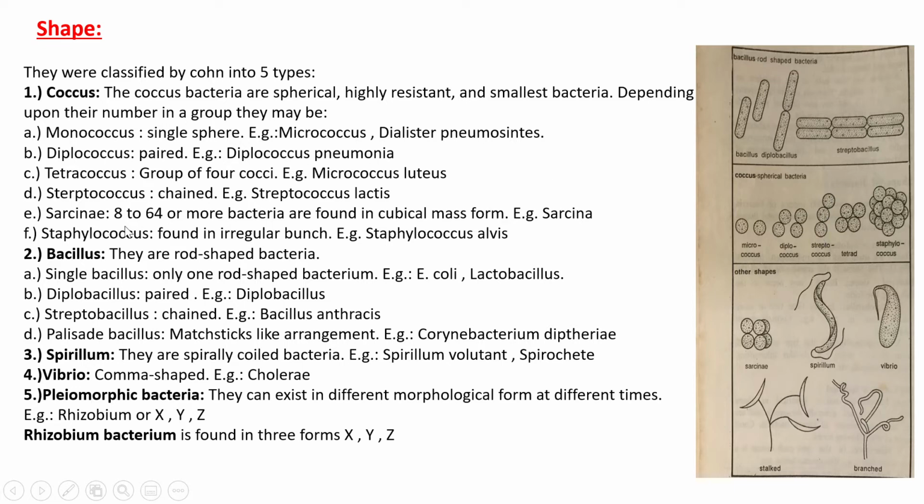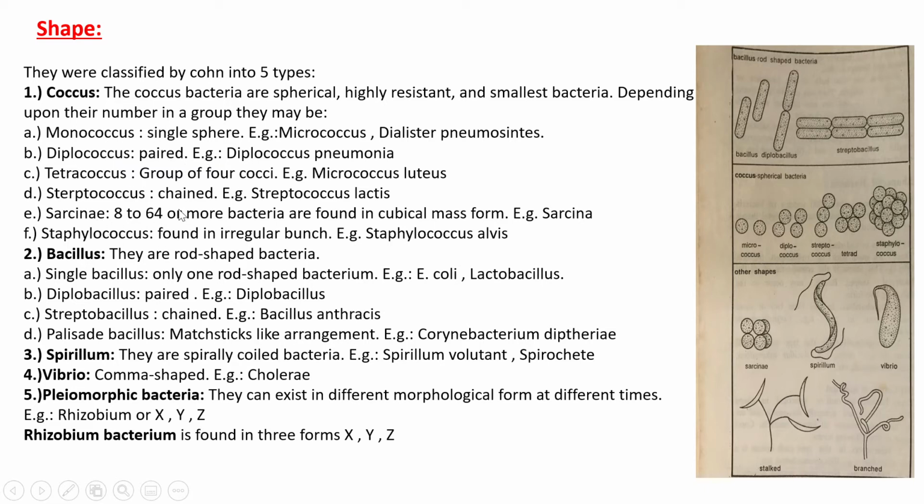Then Sarcina: 8 to 64 or more bacteria are found in a cubical mass form. Here we can see Sarcina. For example, Sarcina. Then Staphylococcus is found in an irregular bunch. Here we see it is an irregular bunch of cocci. We can see this in Staphylococcus albus. This is the coccus type. Monococcus is a single sphere, and diplococcus is paired. All this is important to remember.